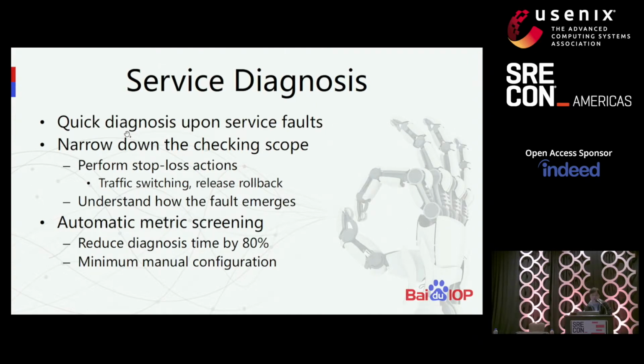It turns out this is still very useful, because our on-call engineers can choose appropriate stop-loss actions based on this information, and our development engineers can also study this module to understand what is going on in the system during the time of the fault. So today I'm going to introduce my work on automatic metric screening. This algorithm can reduce the diagnosis time by 80%, and it only requires minimal manual configuration effort.